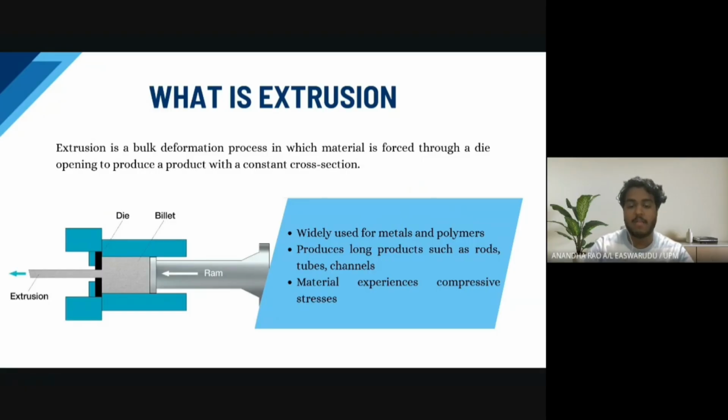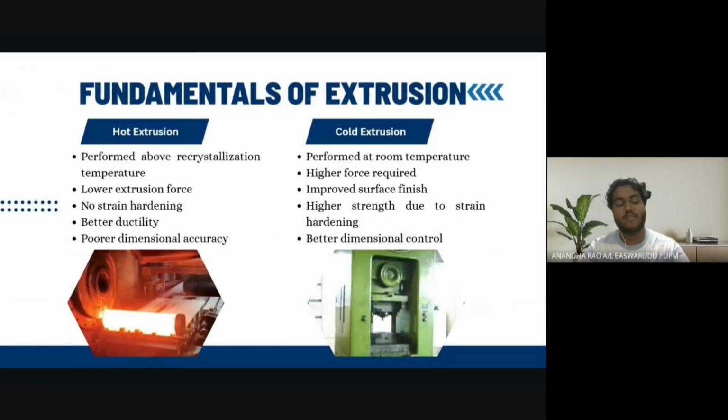Especially for ductile materials. Next, let's see about fundamentals of extrusion. Extrusion can be divided into hot extrusion and cold extrusion. In hot extrusion, the material is processed above its recrystallization temperature. This reduces the force required and allows large deformation.